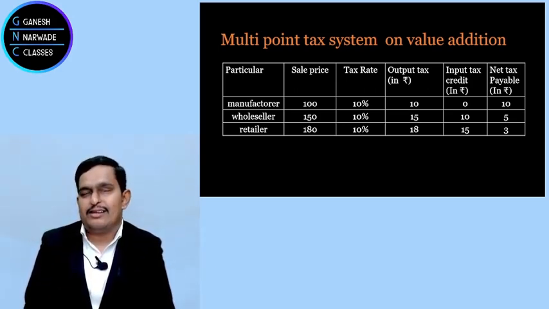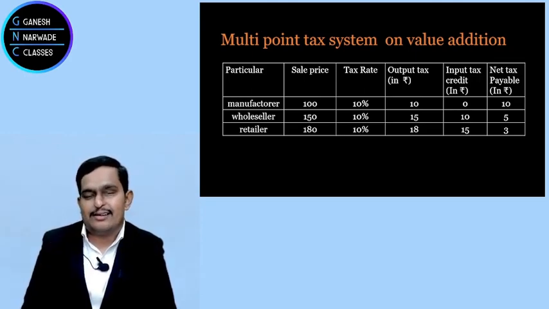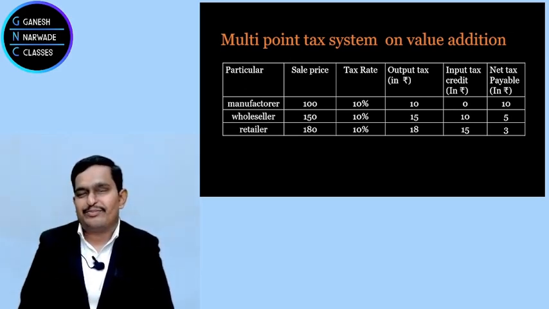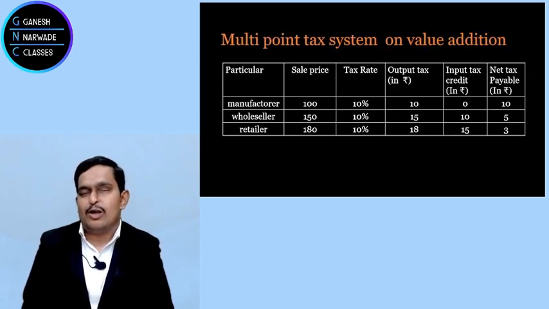Now let me explain. Output tax is 18 rupees for retailer. 15 retailer already paid. So it is input tax credit. Now you have to remember that 18 minus 15. 3 rupees only retailer will pay to the government. Now question to you. How much retailer will pay to government? 3 rupees. How we got it? Output tax minus input tax credit. What is the output tax? 18 rupees. What is the credit of retailer? 15 rupees. So 18 minus 15, 3 rupees.